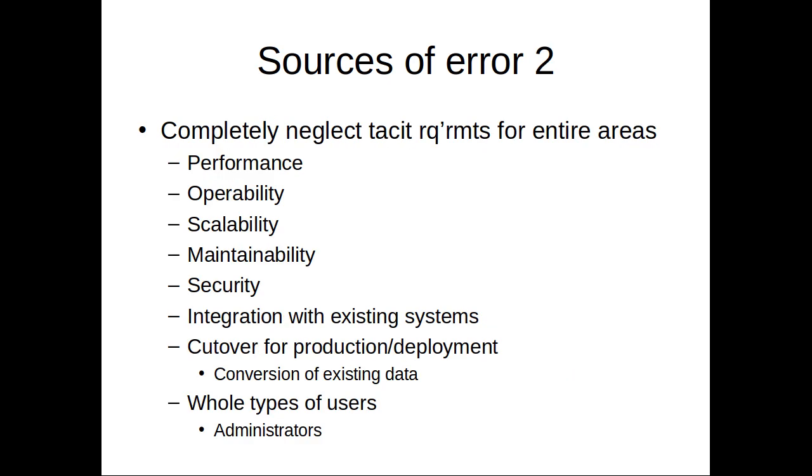So another common source of error is you completely neglect tacit requirements that are implied for other areas. So performance, scalability. They may think, well, of course it has to handle thousands of people. I mean, don't you know the patient volumes we get in RUH? Well, no. You don't know the patient volumes. They do. And they assume you do. Or it has to be secure. They just assume, well, yeah, of course it has to use U of S login. It needs to be able to handle attacks in such and such a way.